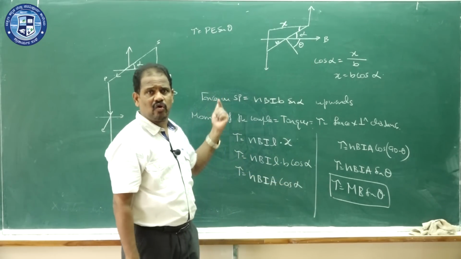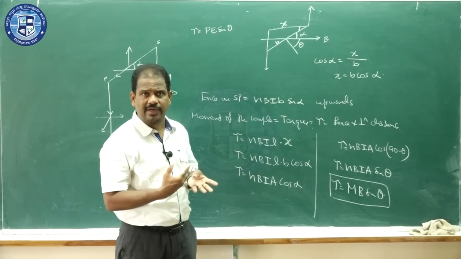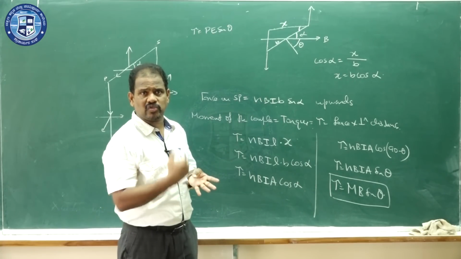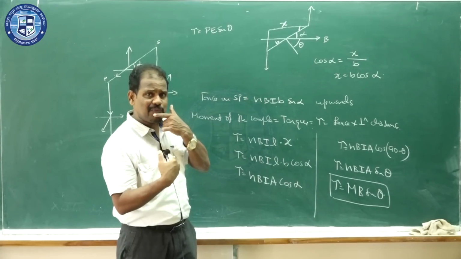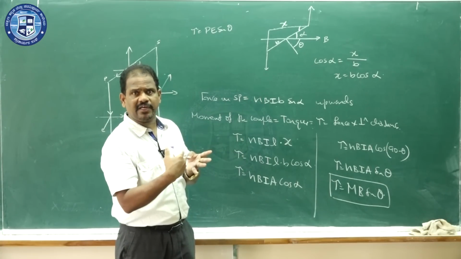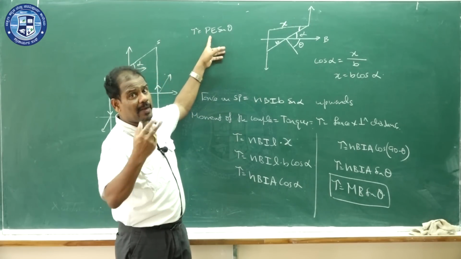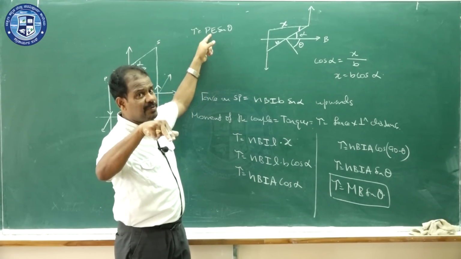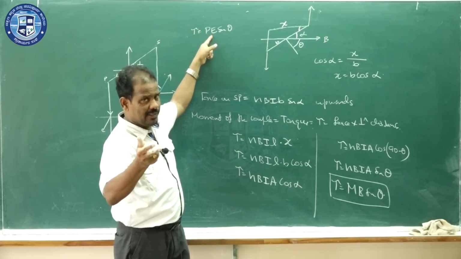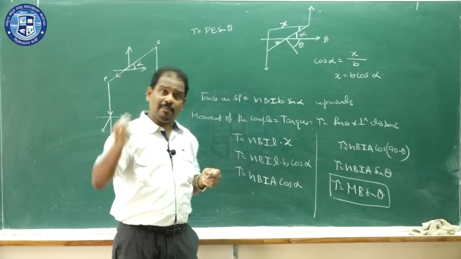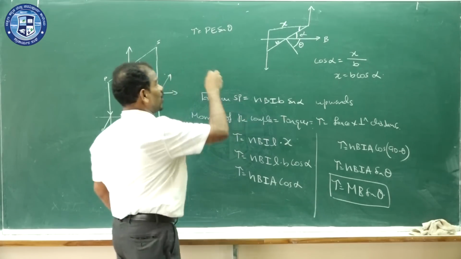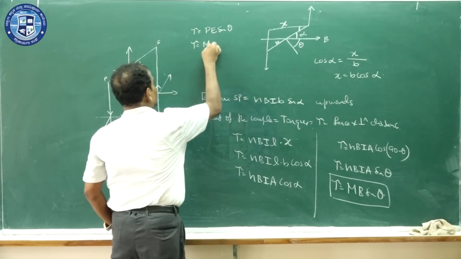This is the current carrying coil. A current carrying coil is a magnetic dipole, because one side acts like a north pole and the other side acts like a south pole. A magnetic dipole kept in a magnetic field. An electric dipole kept in an electric field experiences torque. Similarly, a magnetic dipole kept in a magnetic field also experiences torque, and tau is equal to MB sin theta.